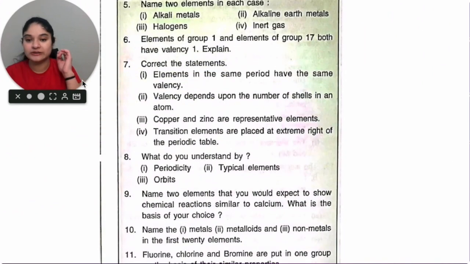The next question says, correct the statements. The first is, elements in the same period have same valency.